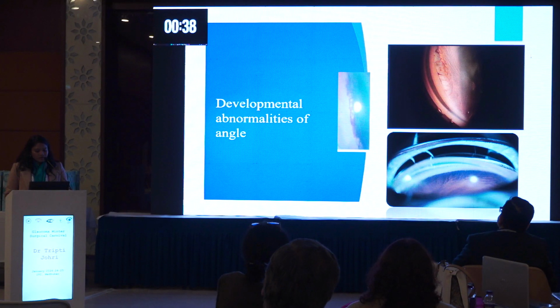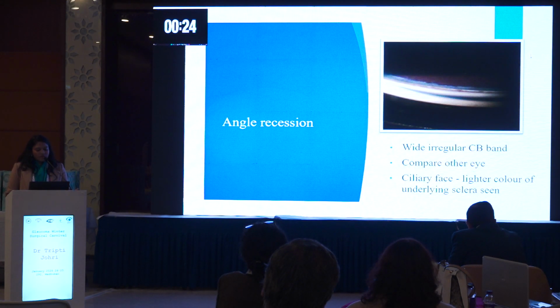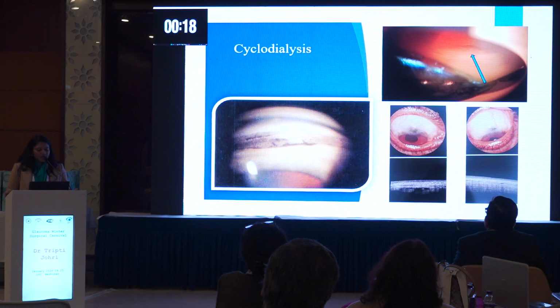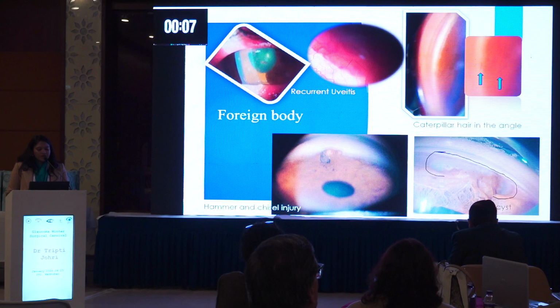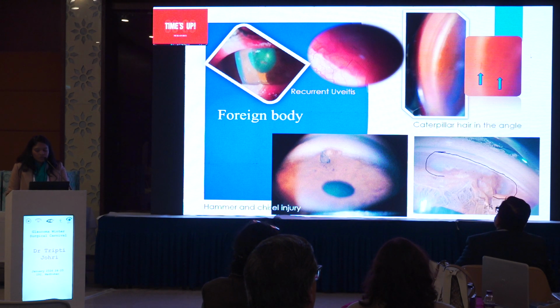Gonioscopy is also helpful in identifying developmental anomalies of the angle. Like here we can see a disorganized angle and bridging synechiae present in the angle, which is pathognomonic of Axenfeld-Rieger syndrome. In a case with a history of ocular trauma, we should rule out angle recession and cyclodialysis with the help of gonioscopy. And particularly in this case, it was a case of a young adult with history of frequent and recurrent anterior uveitis, only to find that there was presence of caterpillar hair in the angle, which attributed to recurrent uveitis in the patient.